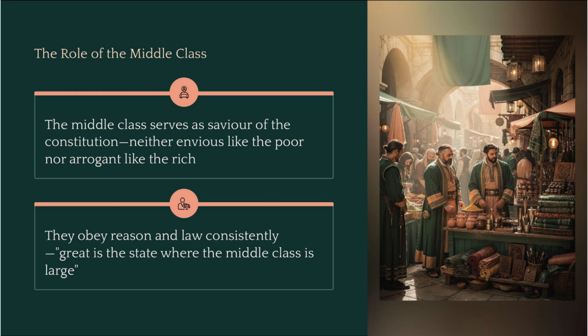The key to this balance is the middle class. Aristotle argued the middle class serves as the savior of the Constitution. They are neither envious like the poor, nor arrogant like the rich. Because they obey reason and law consistently, they stabilize the state. As he famously wrote, "Great is the state where the middle class is large."